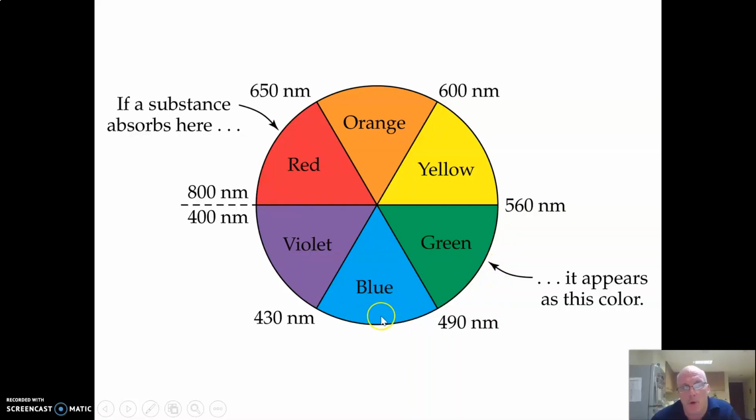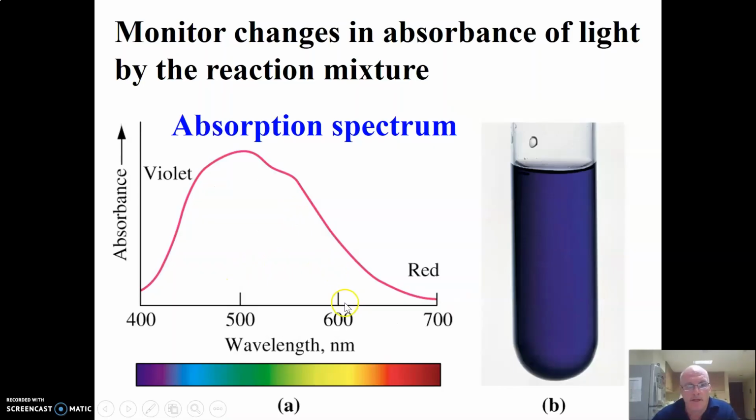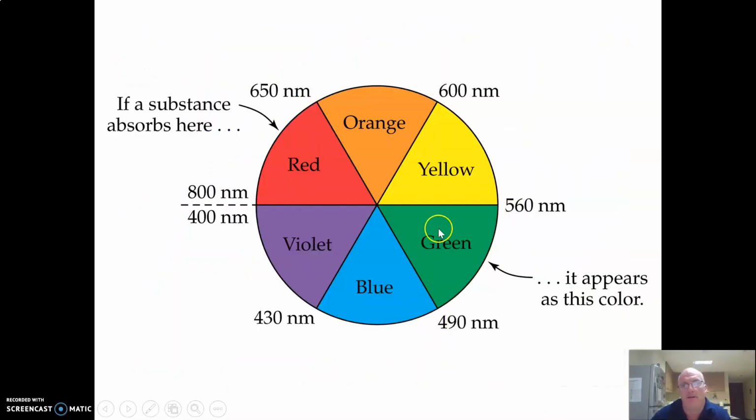If it's absorbing there, you will see that colour. So in the one that we just saw, it's absorbing all of these green and yellow wavelengths. So we look at this here. It's absorbing these wavelengths, so over here you see this kind of mixture. You see these colors here.